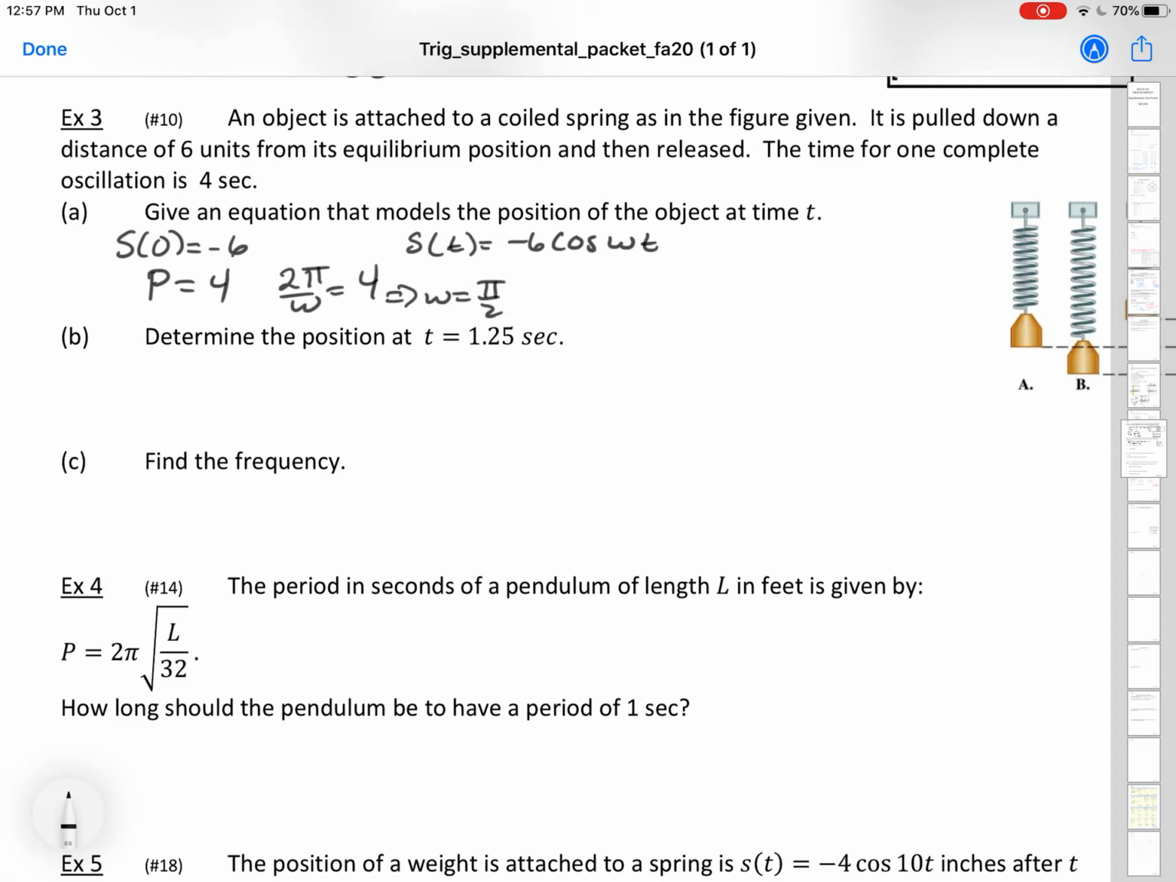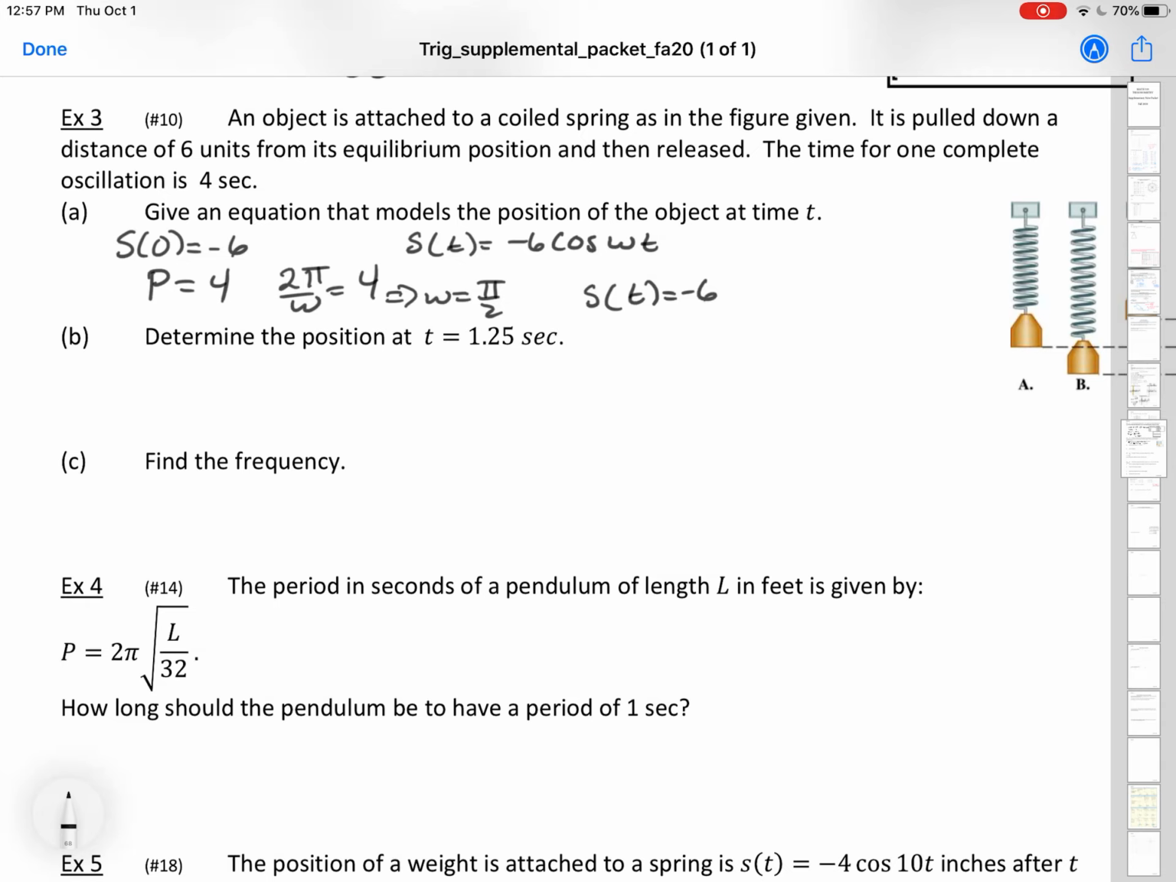Hopefully that's not too hard to follow. Multiply both sides by w, divide by 4. You're going to get 2 pi over 4, which is pi over 2. Simple type of algebra 1 manipulation, right? Beginning algebra. So what's our function? S sub t is equal to negative 6. Why negative 6? Because that was our initial position.